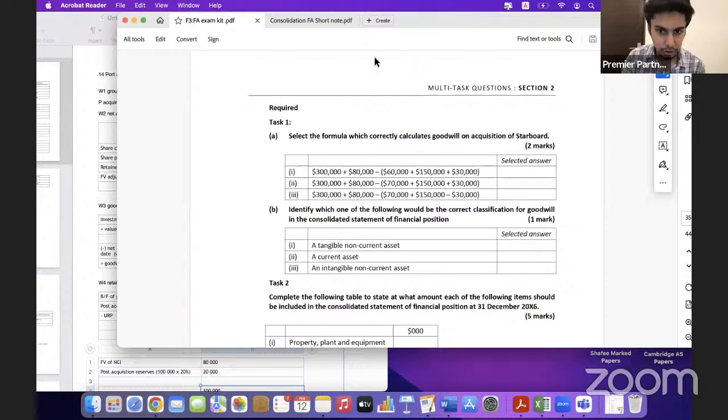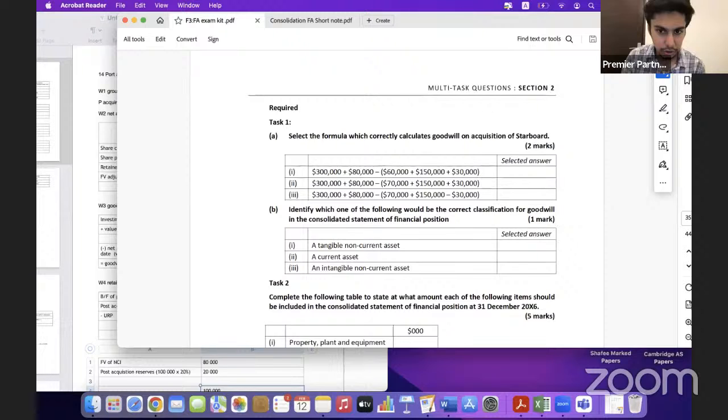Now, guys, how did we get the goodwill? We got 300 plus 80 minus 250, no? That's how we got the goodwill. 380 minus 250. 300 plus 80. These are all very good. These are correct.